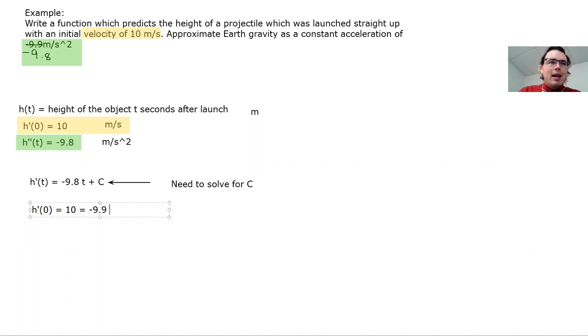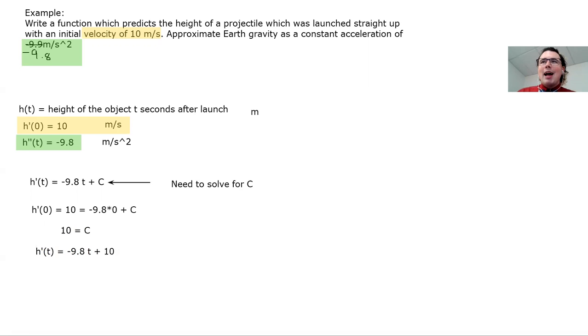It's negative 9.8 times 0, since t is equal to 0 for this equation, plus c. Well, I'll get rid of that. Anything times 0 is 0. My constant is 10. So this calculation is very quick, and it tells me that the formula for my velocity function is negative 9.8 times t plus 10. There it is.